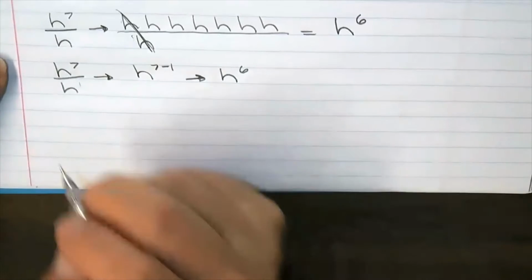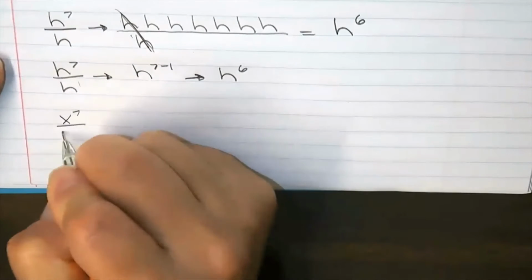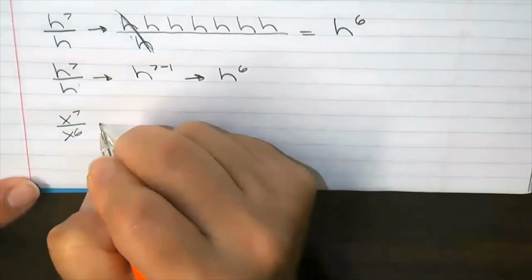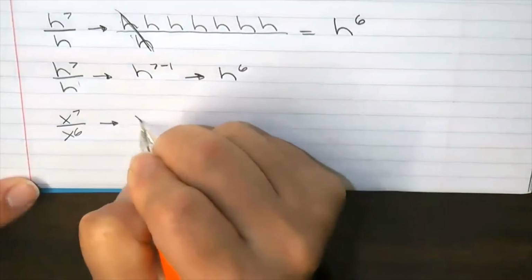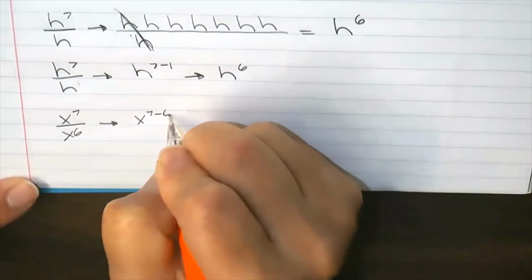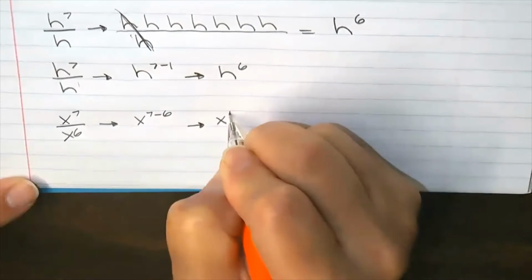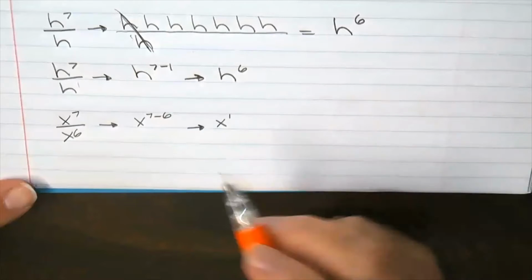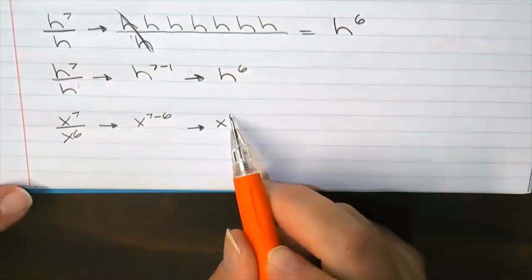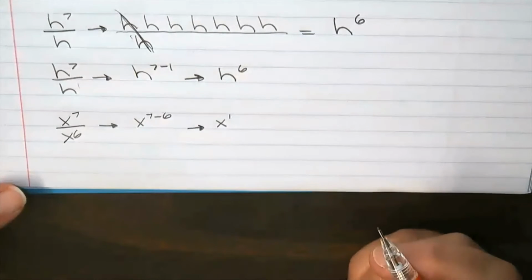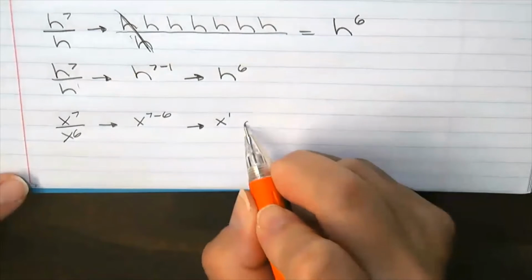Okay. I have x to the 7th over x to the 6th. X to the 7th minus 6 is x to the 1. Do we typically put an exponent of 1? No. Typically, we just write x.